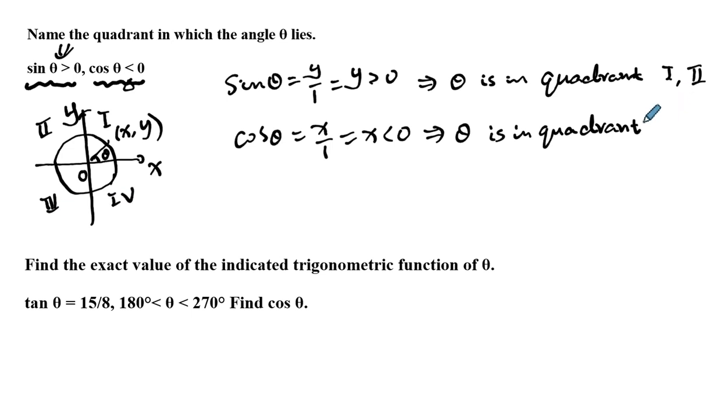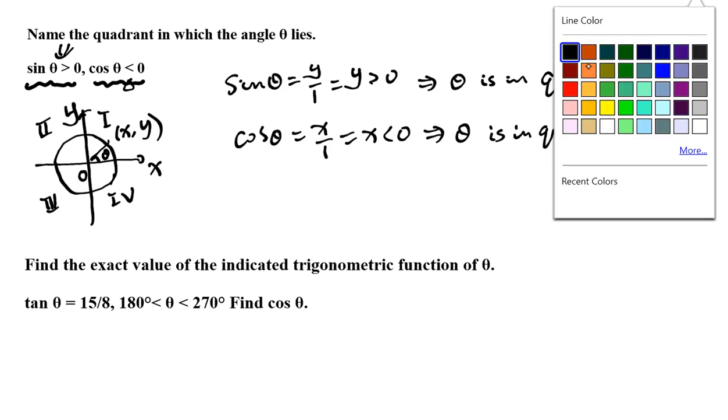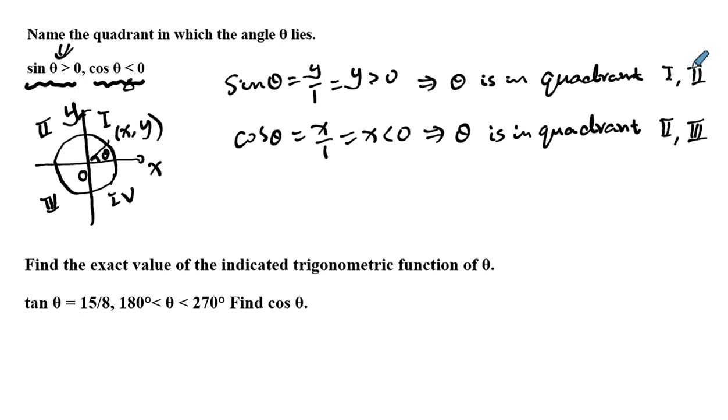So it tells us theta is in quadrant 2 and 3, either here or here. But theta is one angle. Theta cannot be in two quadrants. So theta must be somewhere here in the second quadrant.